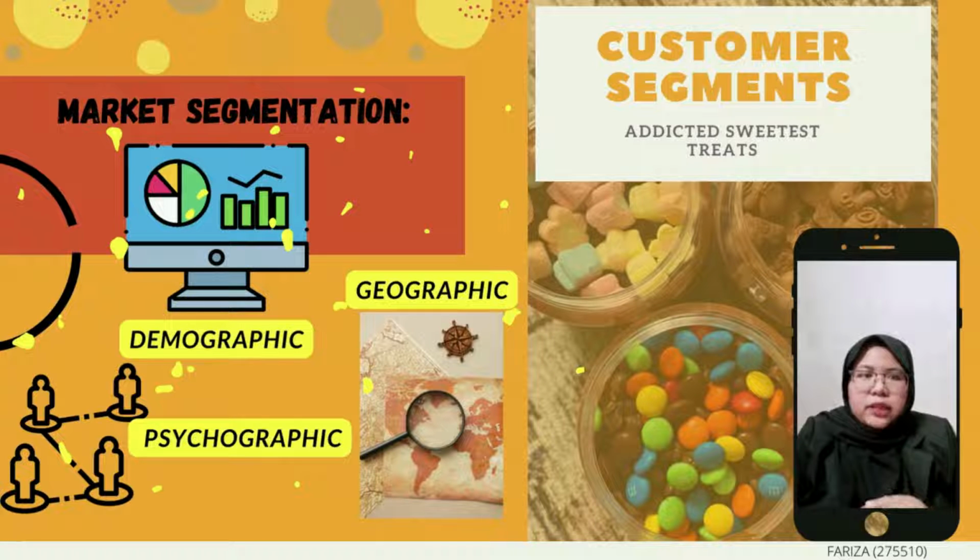So for the geographic data, we target all the customers around the region of city and state in Malaysia. So we provide delivery and also postage services for all our customers in every state of Malaysia. So for the last, psychographic, we do research including their preference in their personality and also lifestyle.